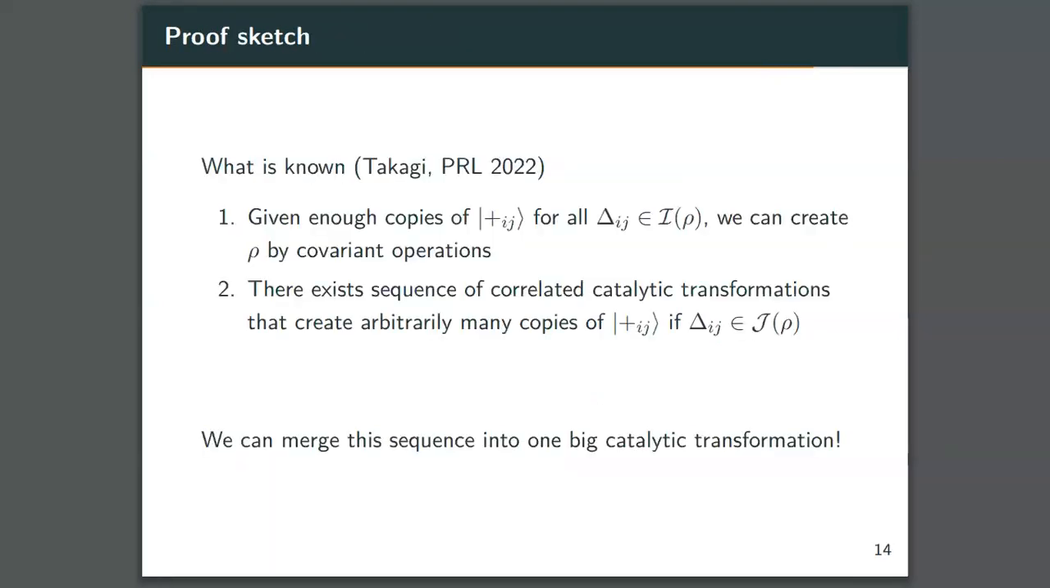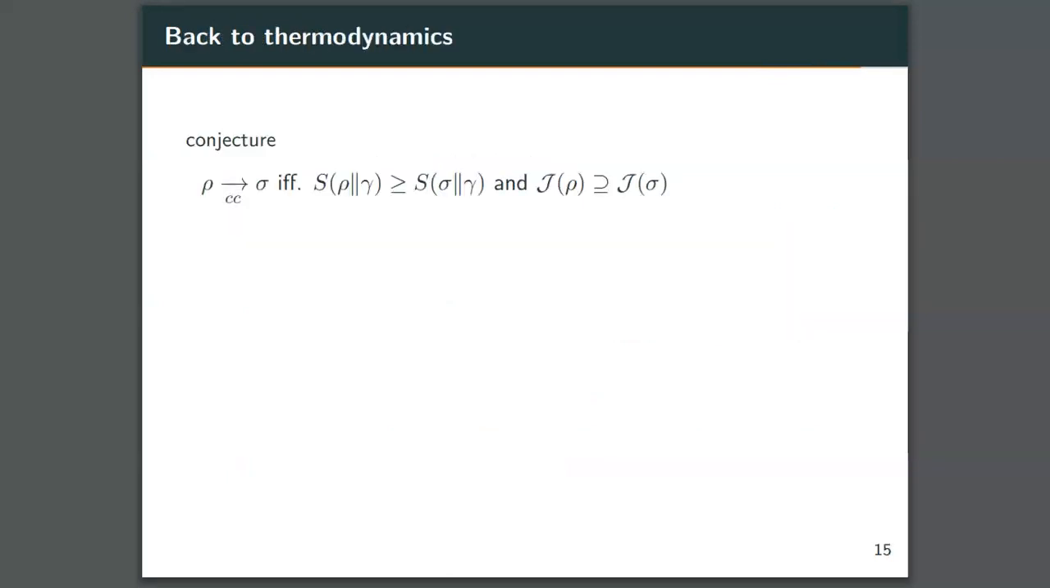Yes, so that's the result, and the proof idea. And so now, back to thermodynamics. What does this mean for thermodynamics? I think what this suggests is that correlative catalytic transformations under thermodynamics could probably, maybe, if we are lucky, be characterized by two monotones, or two quantities. One for the free energy part, with just energy considerations, and one for the coherence part.